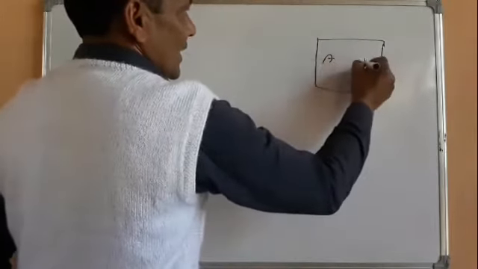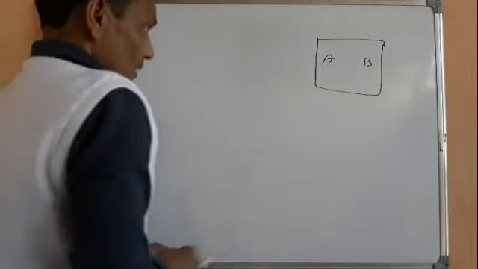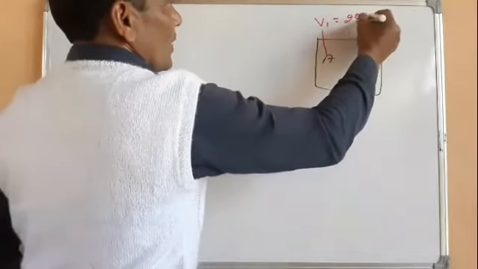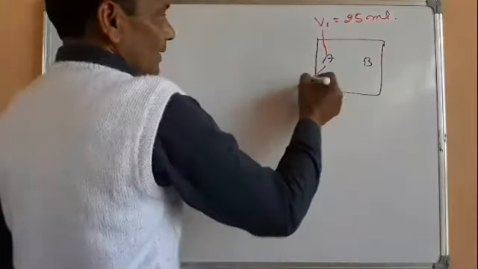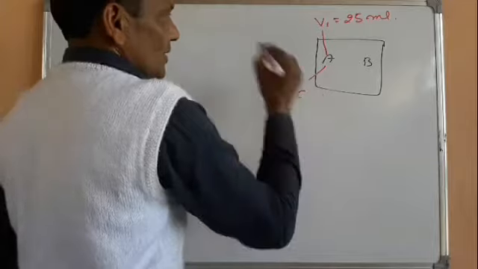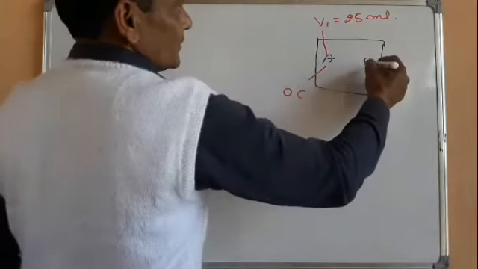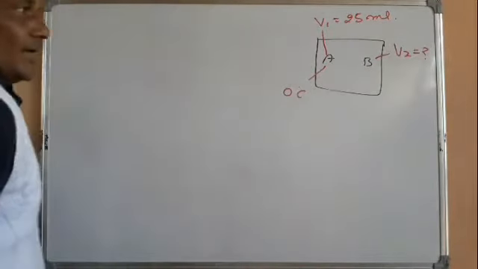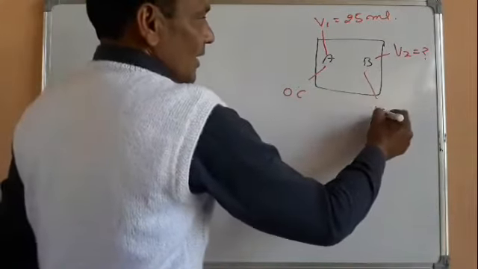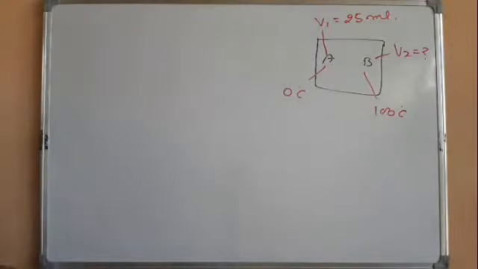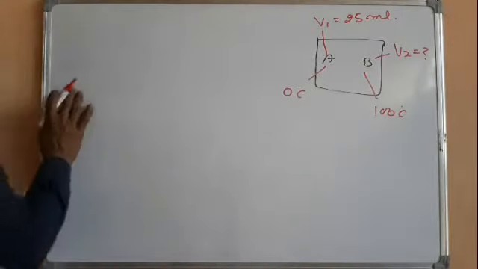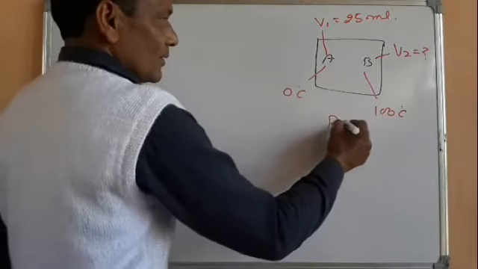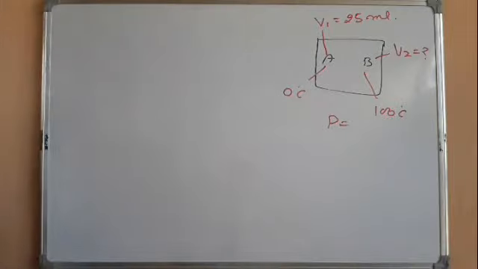Two gases A and B. The volume V1 is equal to 25 ml and the temperature is 0 degrees Celsius. Find the volume of the second gas given the temperature 100 degrees Celsius, at constant pressure.